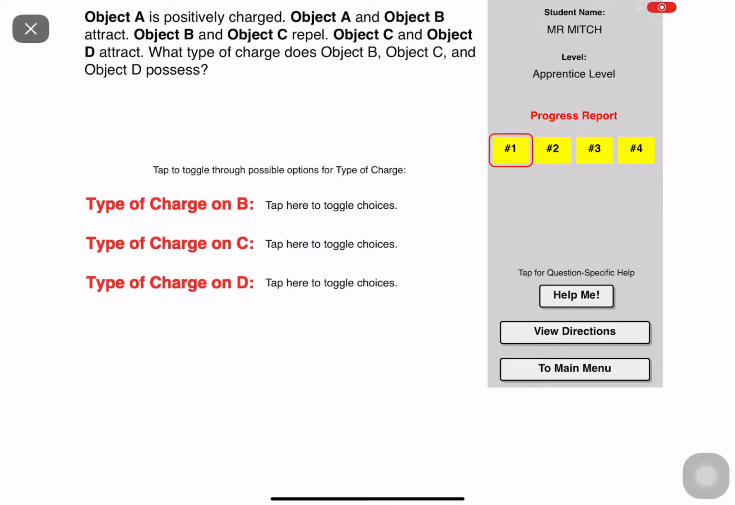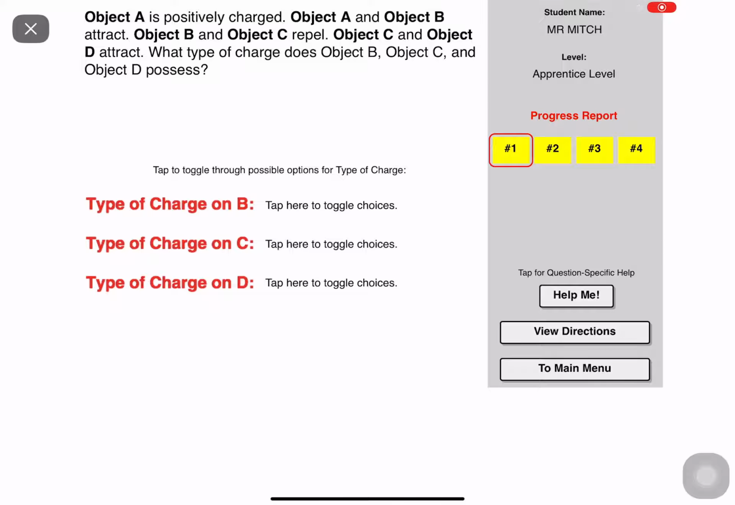Object A is positively charged. Object A and Object B attract. Object B and C repel. Object C and Object D attract. What type of charges B, C, and D possess? All right, so Object A is positively charged. That's all it can be.